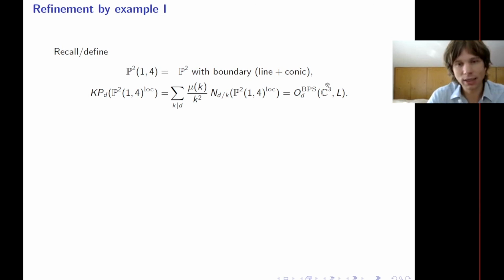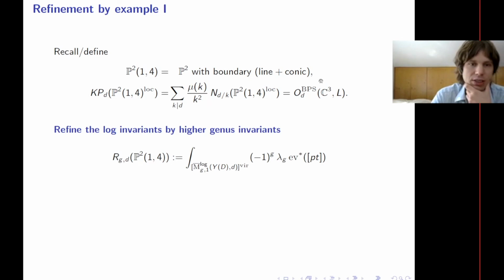And now we just take this formula and refine everything by higher genus. So we just replace this by higher genus. So first, maybe just a quick definition: the local Gromov-Witten invariants of higher genus.